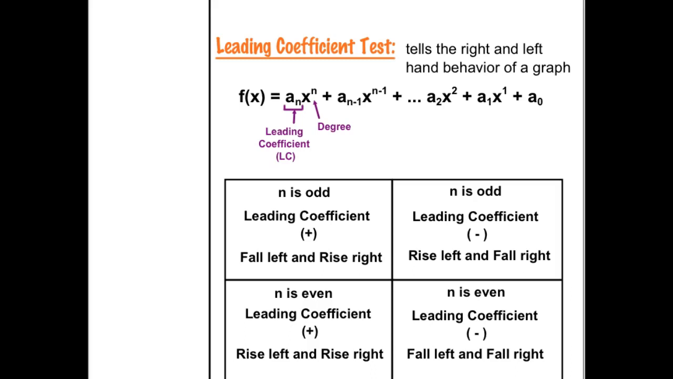What that whole mess means is that your a sub n is your leading coefficient and your n is your degree. These tell you what happens to your graph. So if n is odd, so 3, 5 are the two that you're going to see, then you have to look at your leading coefficient. If it's positive, then that means you're going to have a general upward trend, that it's going to fall to the left, rise to the right. So even though it's got a dip in it, it's going to generally end up going upwards. Now, if the leading coefficient is negative, then it's going to have a general downward trend, so it'll shoot up to the left and down to the right.